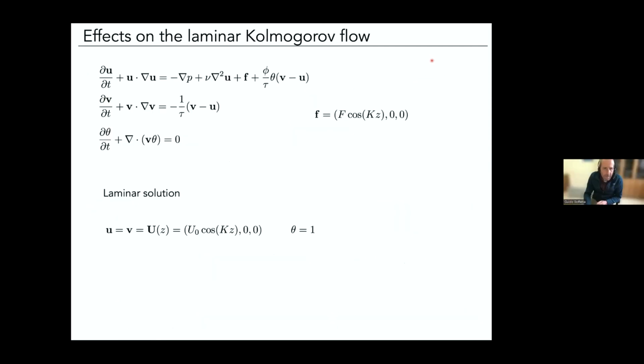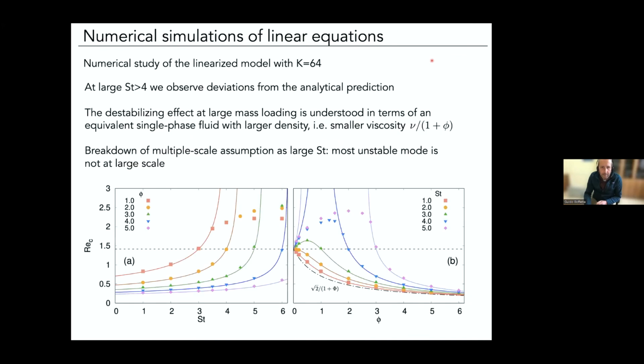So, okay, I was here. What I plot here is the behavior of the critical Reynolds number as a function of Stokes and phi. And you see also points, and the points correspond to numerical simulation of the linearized model, where we compute the critical Reynolds number numerically. And so you see there is an agreement with the analytical prediction for not too large Stokes number, which depends on the mass loading, larger than 4 or 6, depending.